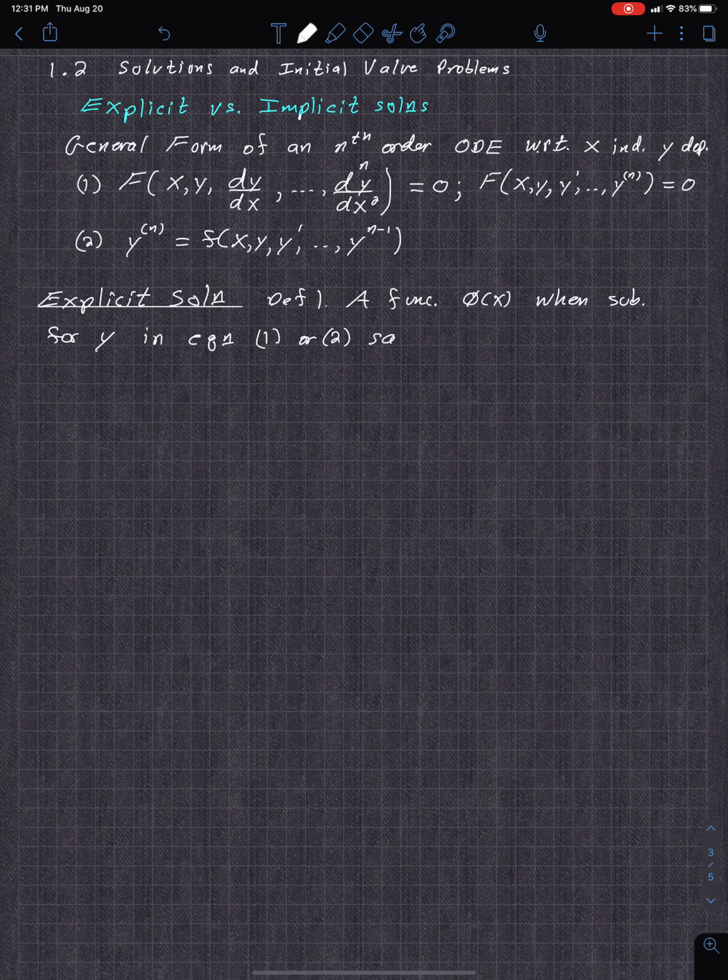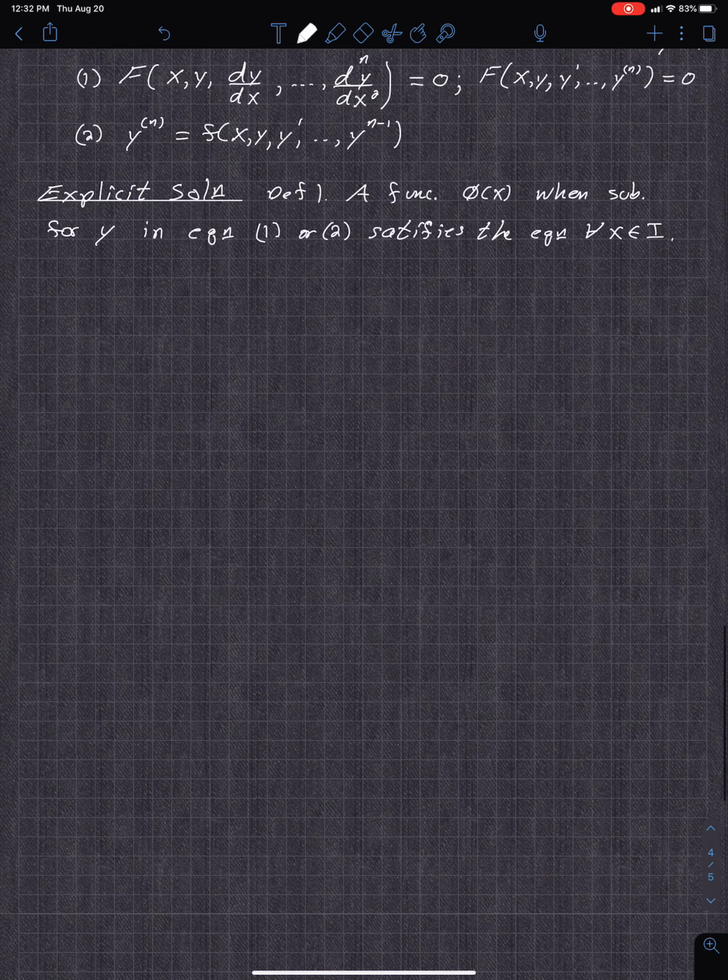So it satisfies the equation for all x in an interval. Okay, so that's the explicit solution. And examples will help a lot with what we're talking about here. All right, so then next is the implicit solution.